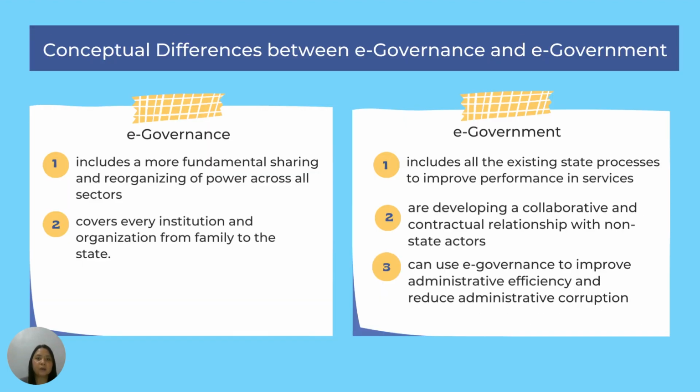Conceptual differences between e-governance and e-government. E-governance includes a more fundamental sharing and reorganizing of power across all sectors. It also covers every institution and organization from family to the state, while e-government includes all the existing state processes to improve performance in services, and developing a collaborative and contractual relationship with non-state actors. It can use e-governance to improve administrative efficiency and reduce administrative corruption.